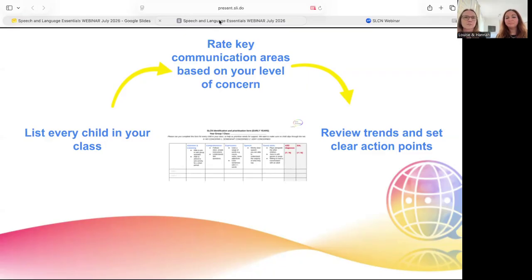It's a really simple process, and completing it in spring or summer term is ideal, as class teachers have really got to know their children. Basically, every child is listed on the form. Remember, we're aiming to ensure that no child slips through the net, and then they're rated across 4 or 5 key communication areas depending on their age. You can then use this information to consider interventions or onward referrals, or to look for trends within a class to see whether a whole class intervention might be appropriate. Let's have a look at the form.